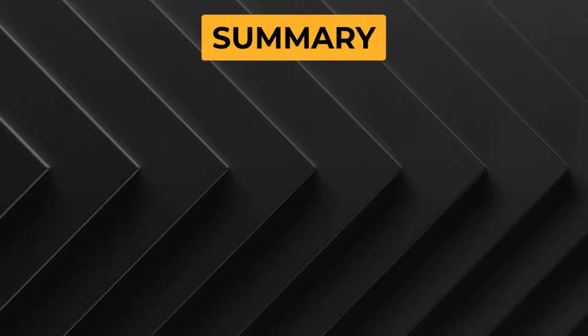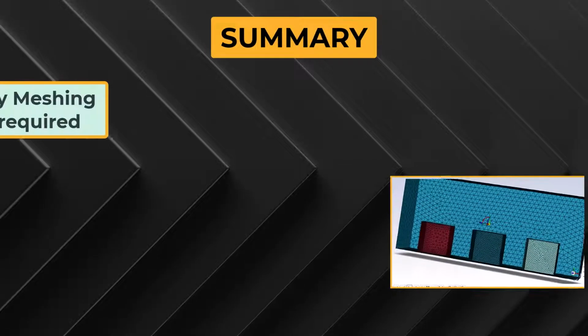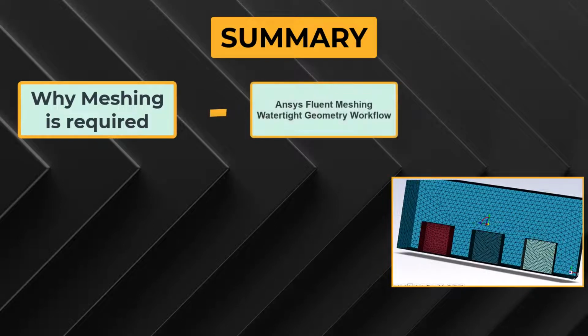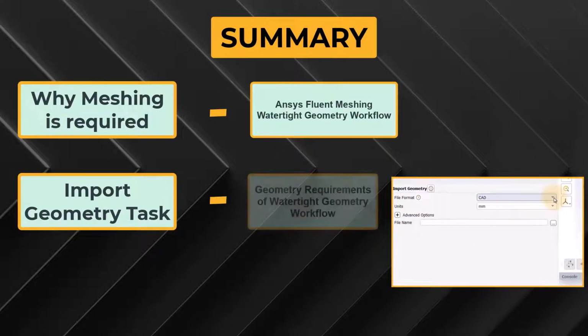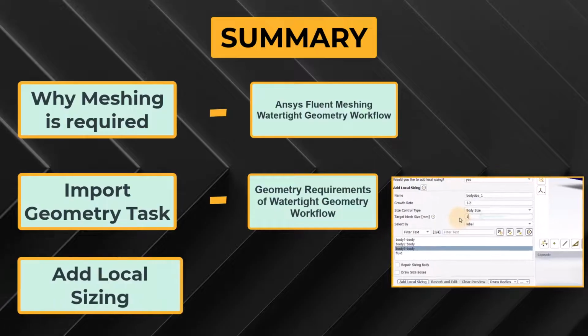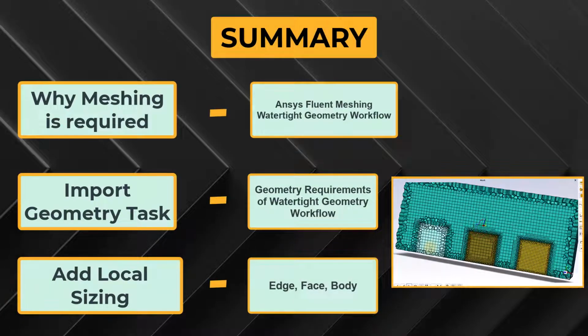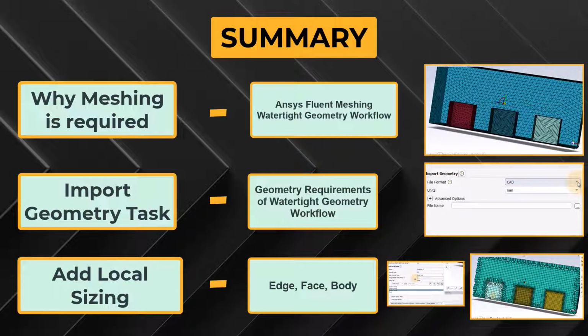Let's summarize what we have learned in this lesson. We learned why meshing is required and what Ansys Fluent Meshing Watertight Geometry workflow is. Then, we learned about the import geometry task and the geometry requirements of Watertight Geometry workflow. Finally, we discussed the add local sizing task and edge, face and body size control type options available inside it. With that, let's wrap up the lesson.